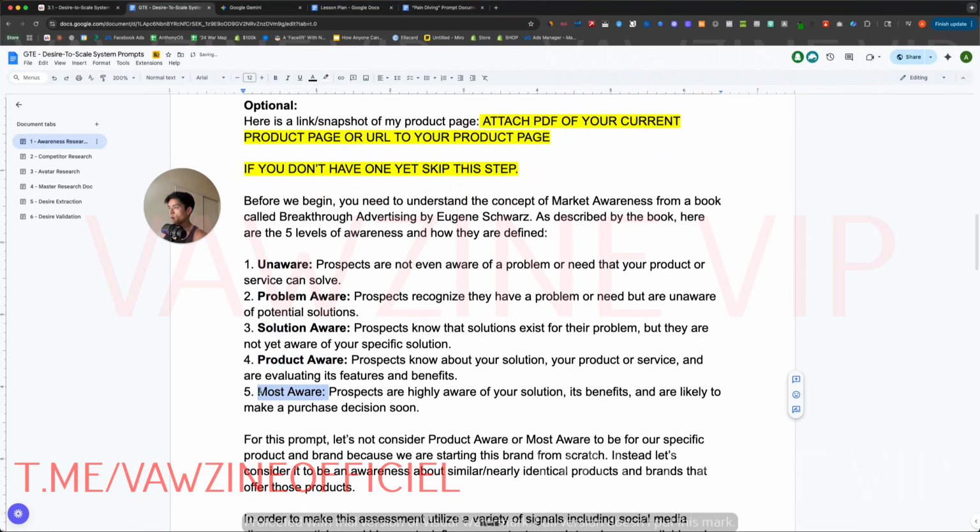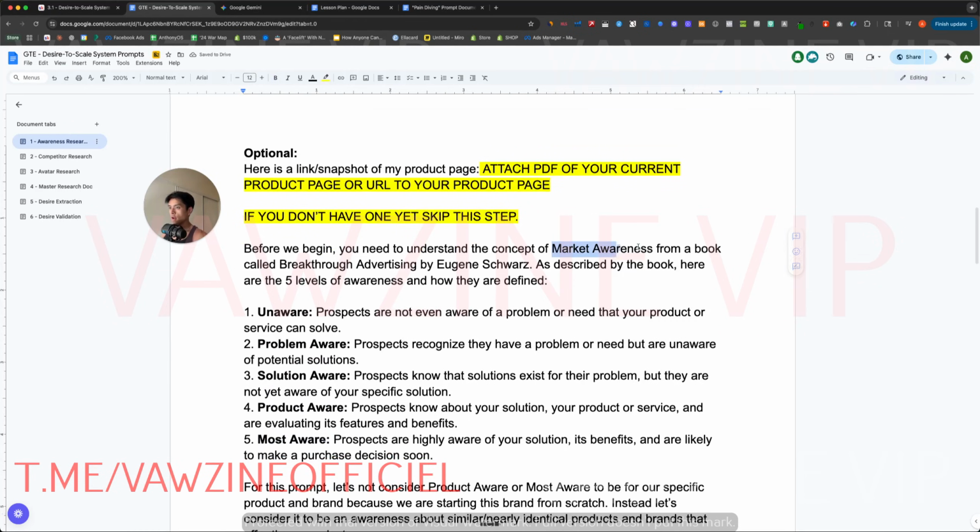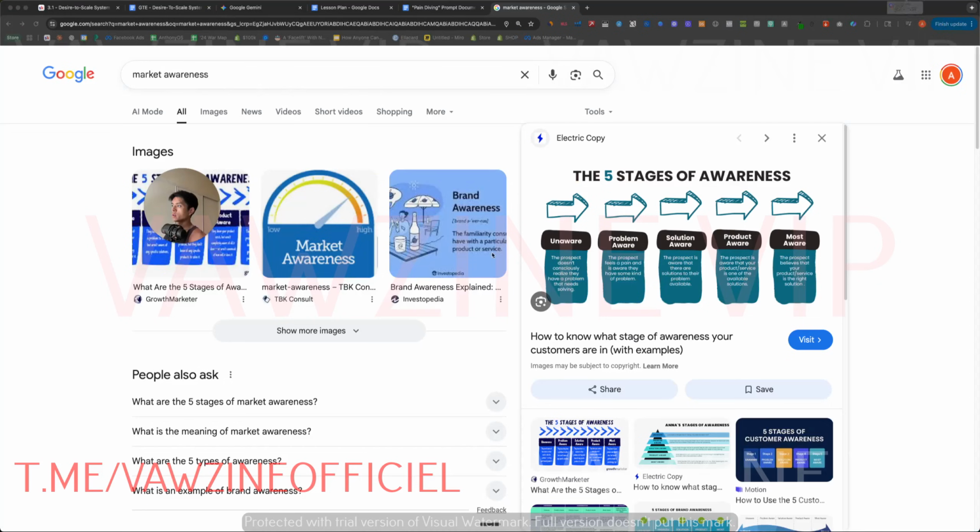So market awareness is essentially a concept that was first introduced in a book called Breakthrough Advertising by one of the best copywriters of all time, Eugene Schwartz. And the whole idea of market awareness simply is that if you imagine the entire market for your product, otherwise known as your total addressable market, usually abbreviated as your TAM, Eugene Schwartz basically hypothesized that the entire total addressable market for any product exists in 5 stages of awareness. You can divide the audience up into 5 stages of awareness. You have unaware, problem aware, solution aware, product aware, and most aware.